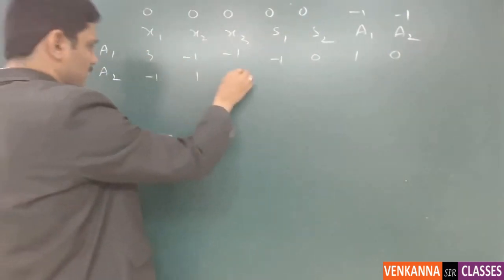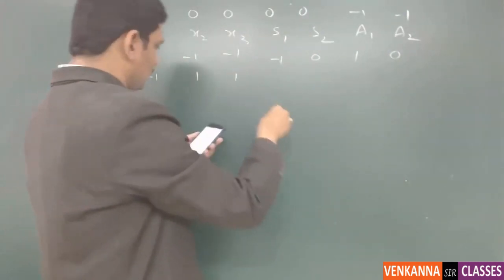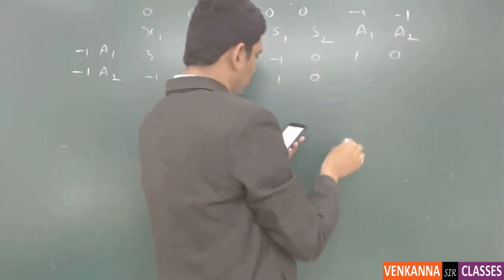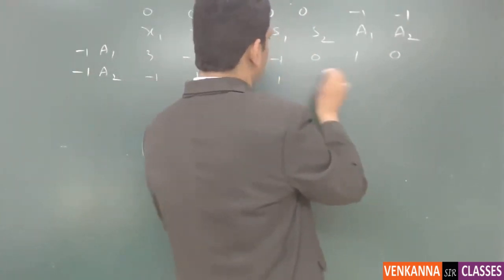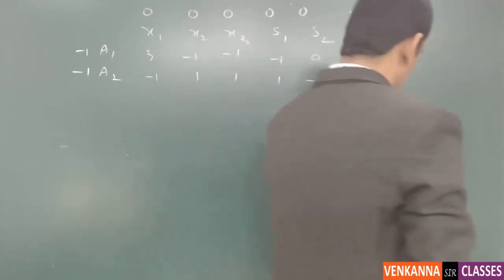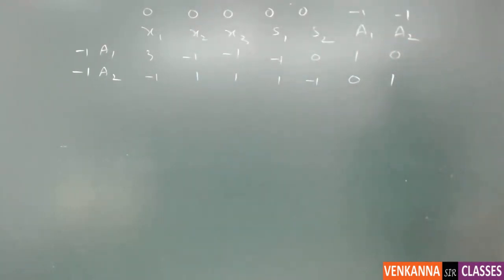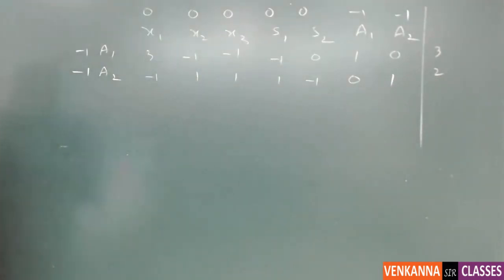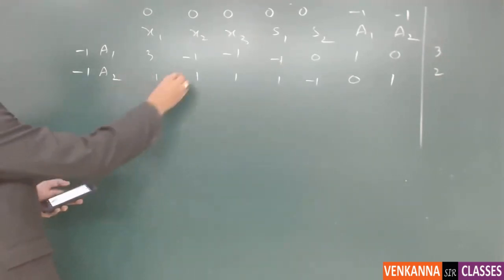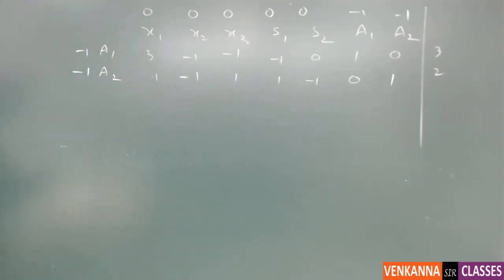And minus 1, 1, 1, 1, 0, you can check on that. Please check the constants what I have written: 3, minus 1, minus 1, minus 1, 0, 1, 0, and then 1, minus 1, 1. I think I have changed like that. Yes. 1, minus 1, 1, 0, minus 1, 0, 1.